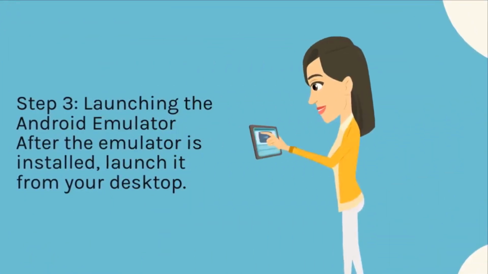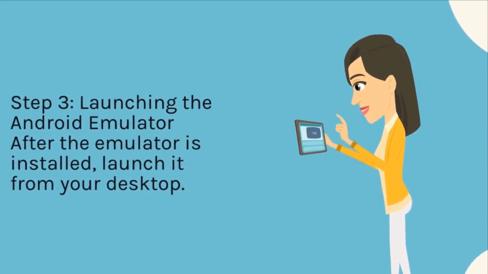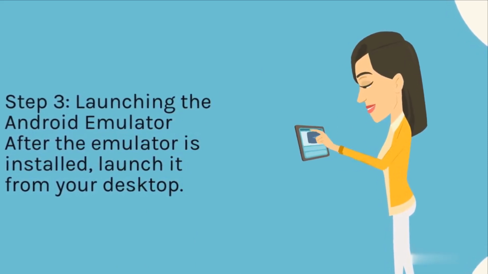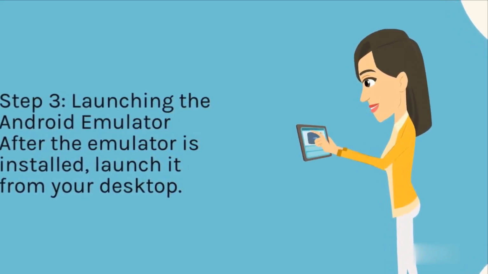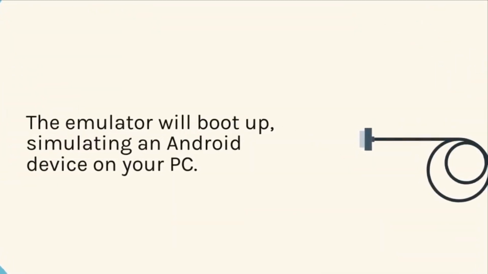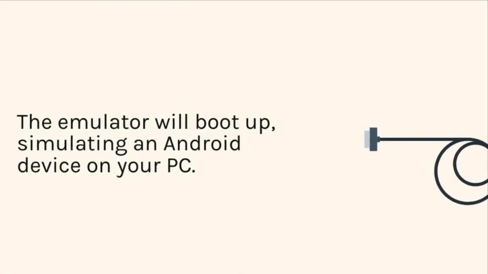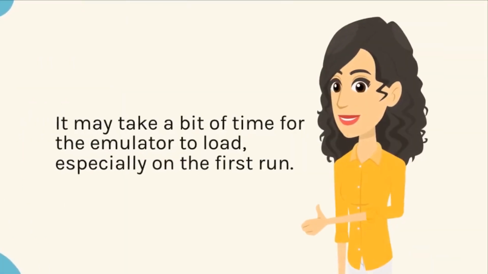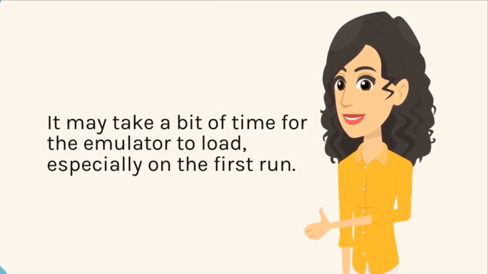Step 3. Launching the Android emulator. After the emulator is installed, launch it from your desktop. The emulator will boot up, simulating an Android device on your PC. It may take a bit of time for the emulator to load, especially on the first run.